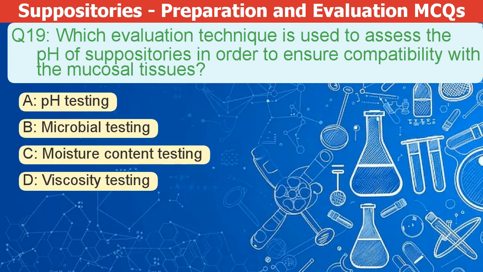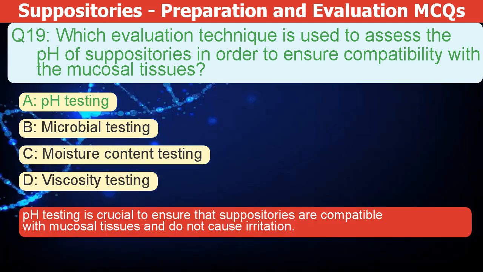Which evaluation technique is used to assess the pH of suppositories in order to ensure compatibility with the mucosal tissues? A. pH testing. B. Microbial testing. C. Moisture content testing. D. Viscosity testing. The correct answer is A. pH testing is crucial to ensure that suppositories are compatible with mucosal tissues and do not cause irritation.